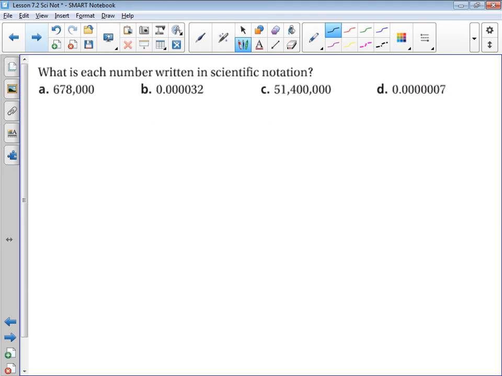So here are a few other examples. You can try these, and at the end I'll come back and show you the answers. So if you want to stop and write these out and come back later, or resume when you're ready.